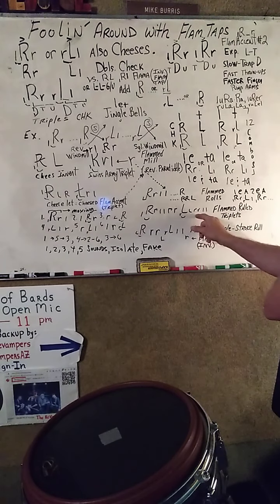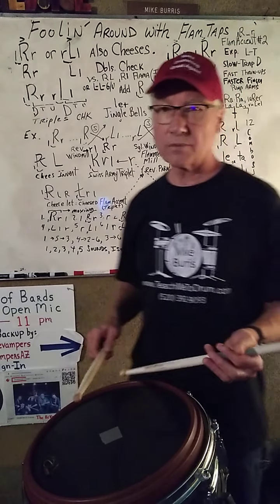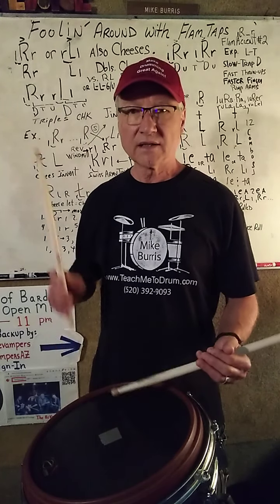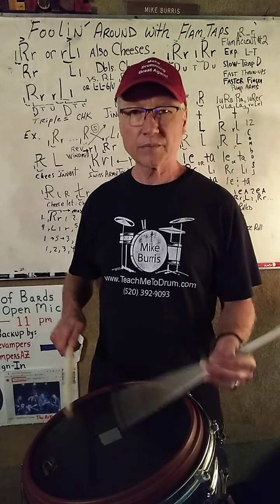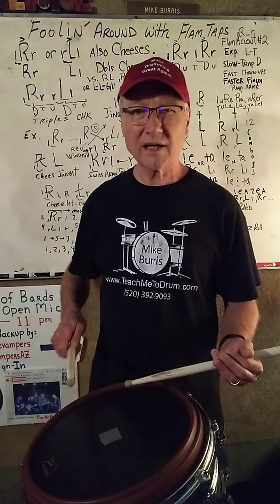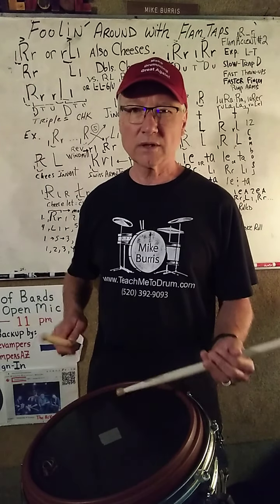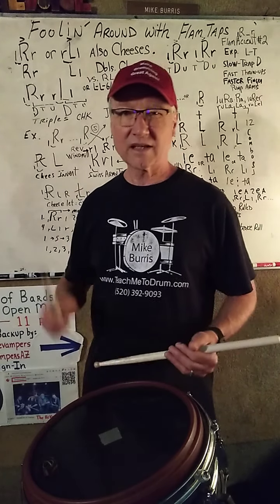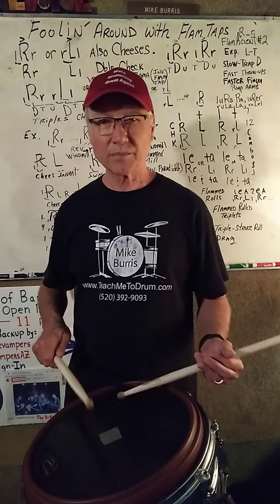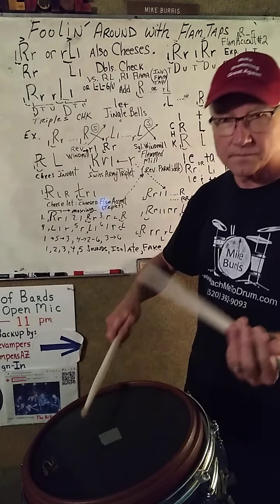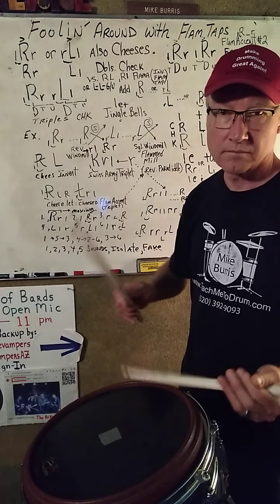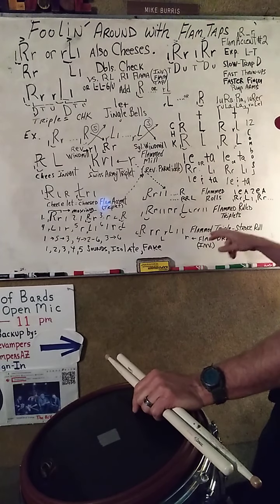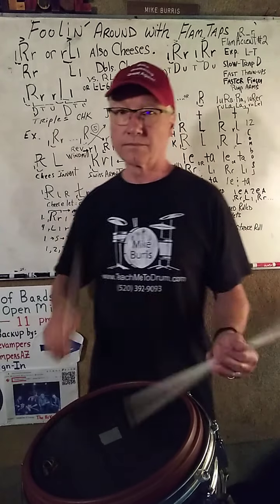How about rolling in triplets, flammed triplets? Triplet, triplet, triplet, triplet. Okay, now we just flam it. You just got to keep track of triplet, triplet. That's your check pattern. Okay, so I don't want to get crazy on that. And you can also do flammed triple stroke rolls.